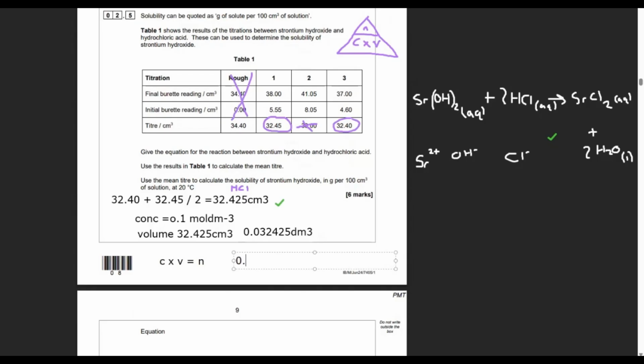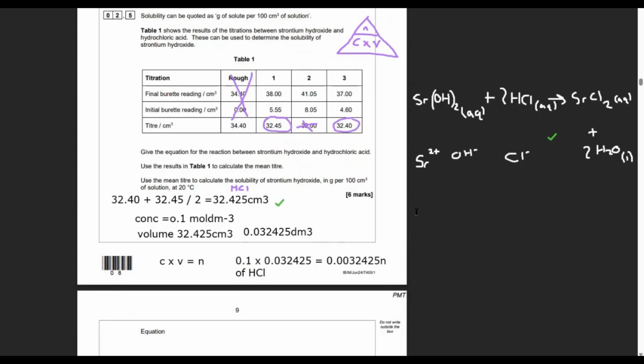So I'm going to go 0.1 multiplied by 0.032425. Sounds like a telephone number. And that is going to give me 0.0032425. So we've got an extra zero, of course, because we times by 0.1. So that is moles. And with titrations, it's always good to make a note of what you just calculated. So that's moles of acid.